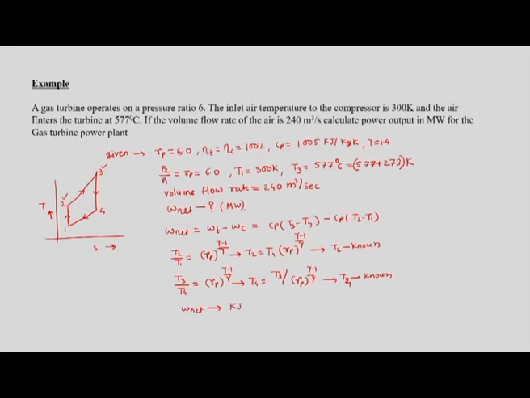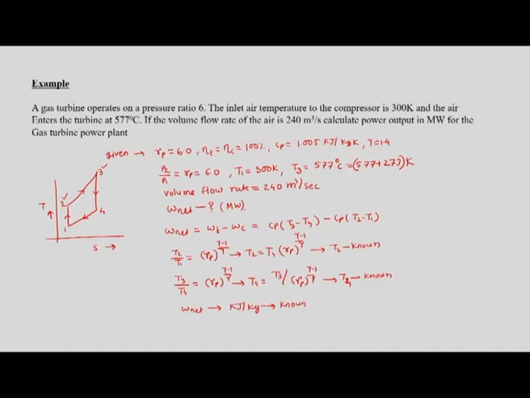But this W net is in kilojoule per kg. Our objective is to find W net in megawatt, so we have to multiply it by the mass flow rate. What is the volume flow rate? The volume flow rate is given to us as 240 meter cube per second, but this is the volume flow rate.